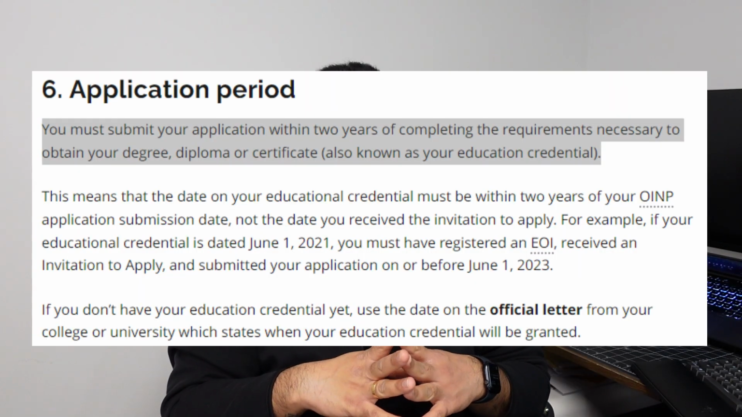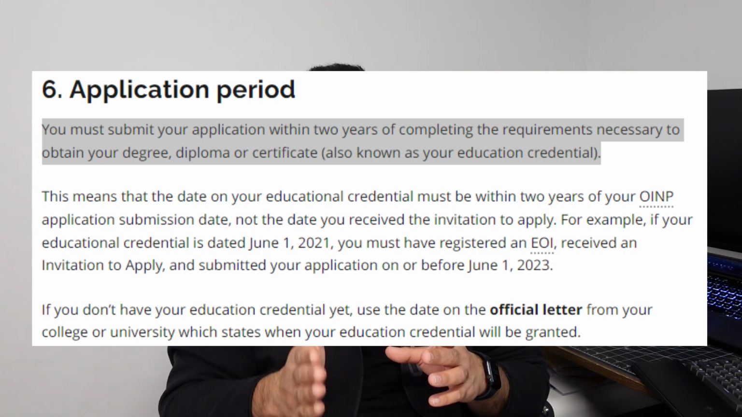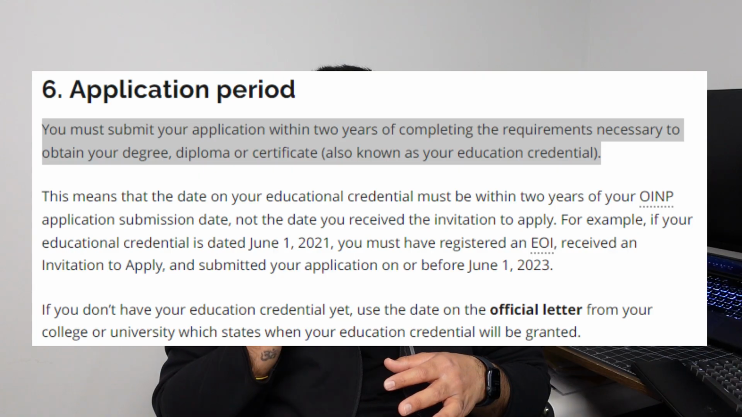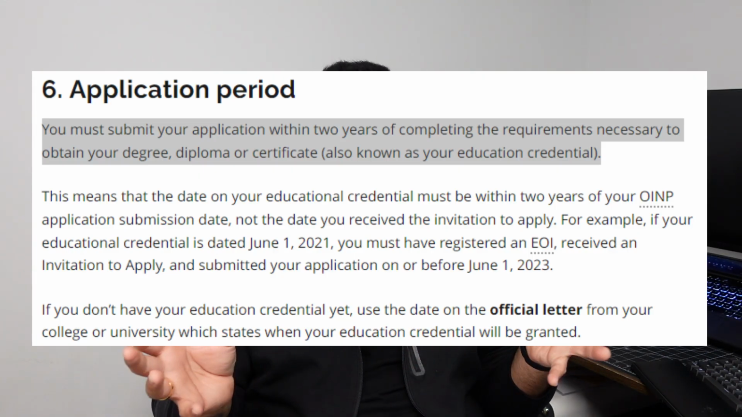Apart from that, the basic requirement of any education is that your degree completion should have happened in the last 2 years of submitting the final application. So that means the day you receive an invitation and the day you upload your documents, that should be within the 2-year timeline of you completing your degree. It cannot be beyond 2 years.